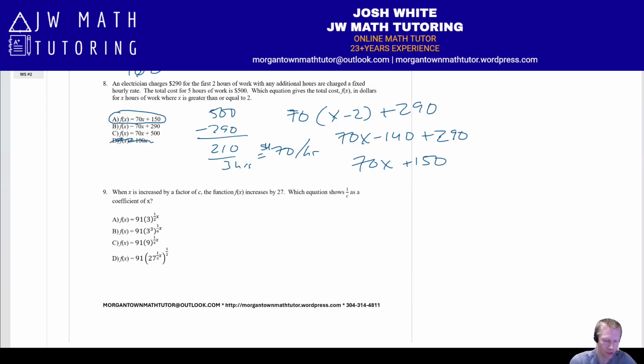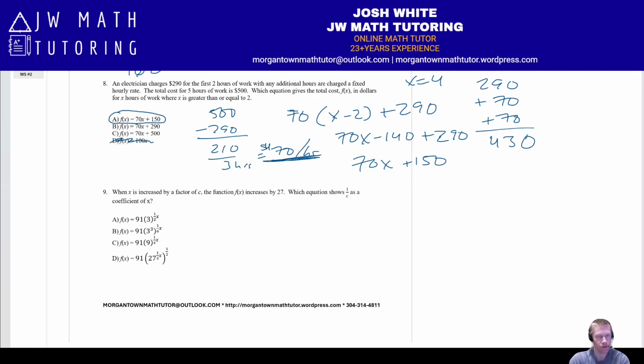Now, an alternate way you could do this is you could pick values, pick numbers basically for x. So like say x is equal to 4. If it works 4 hours, how much does the job cost? All right, so it's going to be $290 for the first 2 hours, and you do have to figure out the hourly rate in order to take this approach. So you do have to figure out that it's $70 an hour, and then you would say, okay, plus 70 times 2, because it's 2 hours. Therefore, we should get 430 as our total cost.